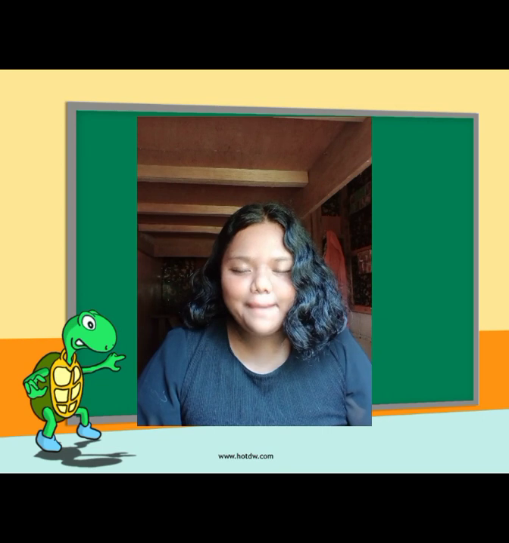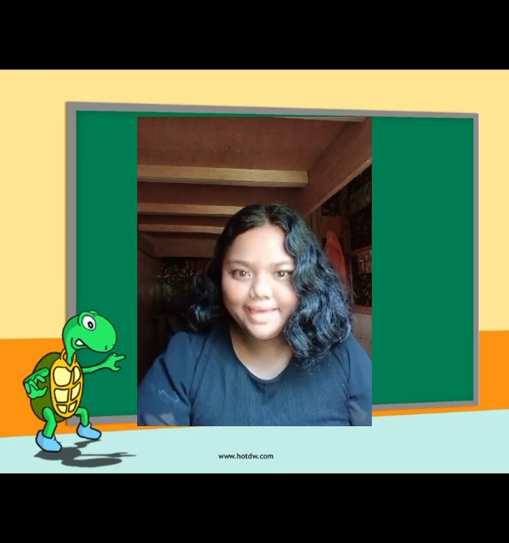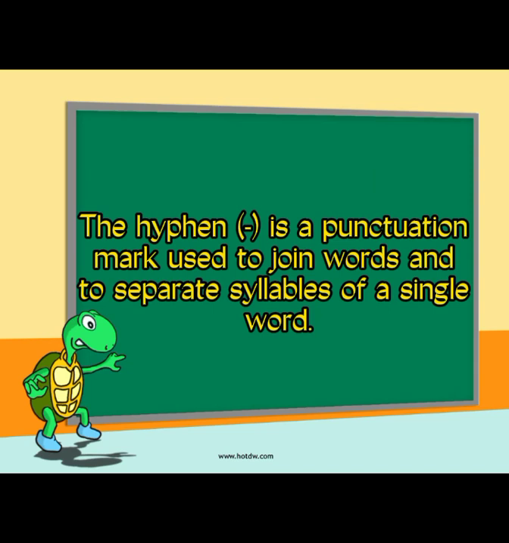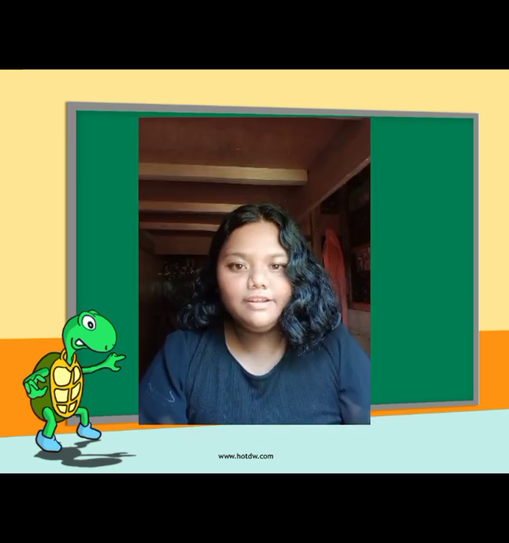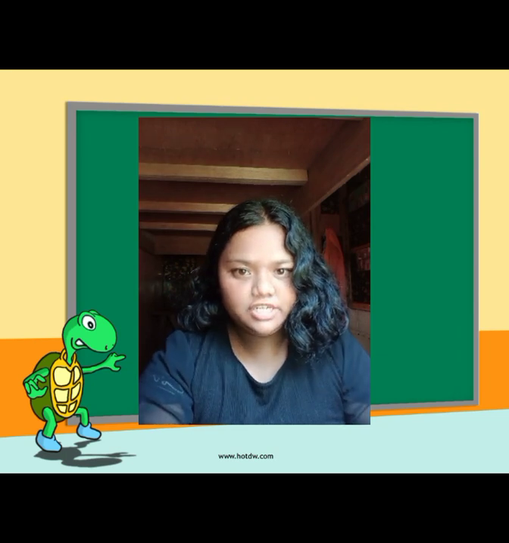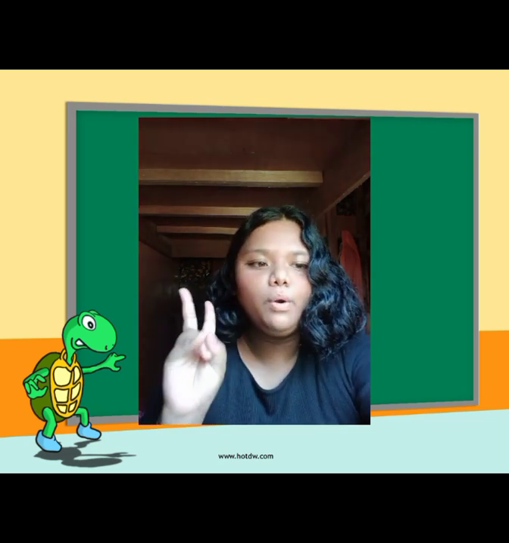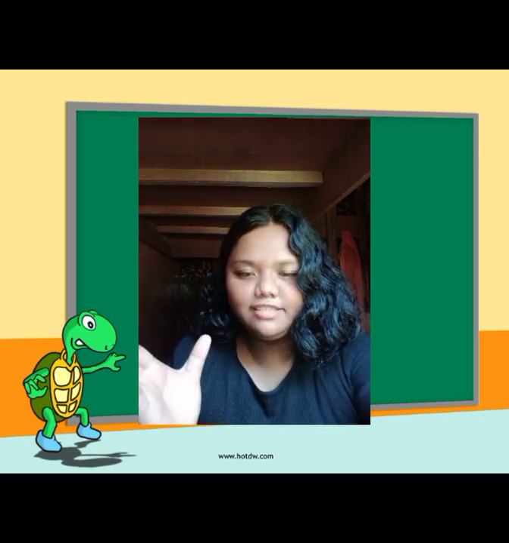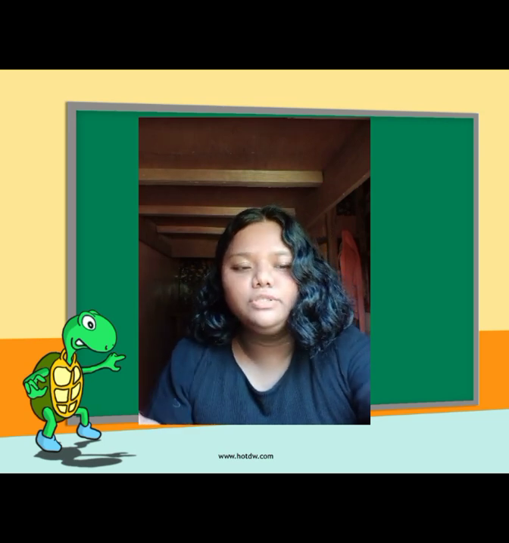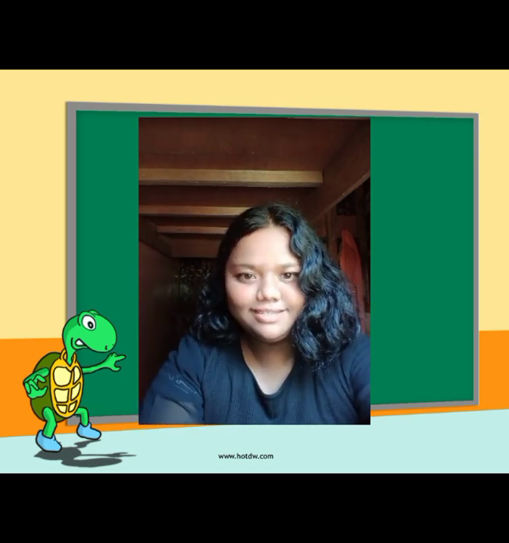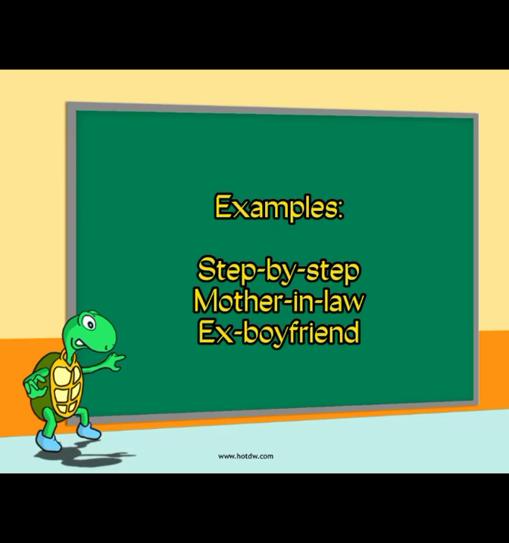Next, we have the hyphen. What is a hyphen? The hyphen is a punctuation mark used to join words and to separate syllables of a single word. Not to be confused with a dash. A hyphen is used in compound words when two or more words are connected. So here are some examples of hyphenated words: step-by-step, mother-in-law, ex-boyfriend.